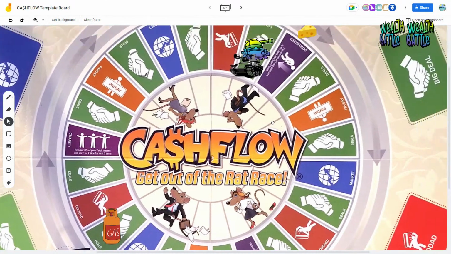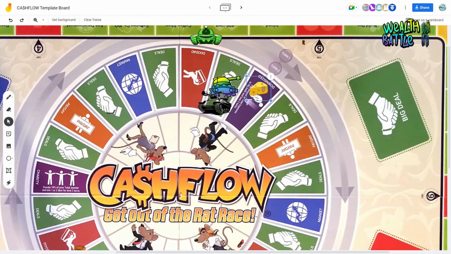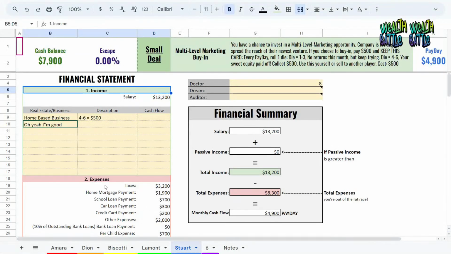Amara, you're almost free. On your next turn, you get to go. Isn't that exciting? Yay! I feel the excitement. Dion, that brings us to you.